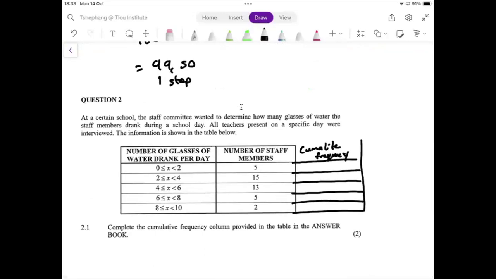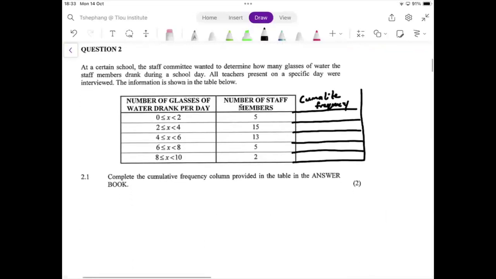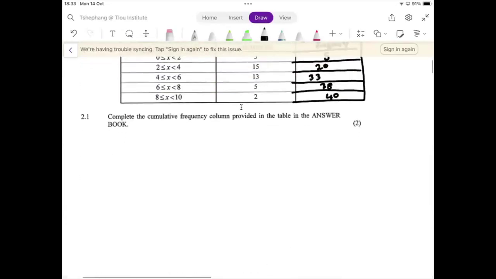Okay, let's try to move on quickly. So we're now on question 2. They're saying at a certain school, the staff committee, so that's the glasses of water question, and they said complete the cumulative frequency column provided in the table in the answer book. That shouldn't be a problem. We know first we are going to have 5, and then 20 because it's 5 plus 15, 20 plus 13 gives you 33, 33 plus 5 gives you 38, and then 38 plus 2 has to give you 40. Then just like that, we are done.